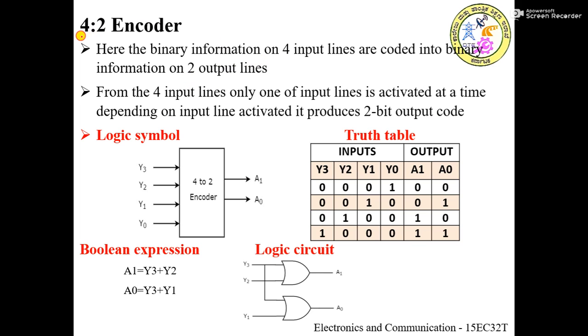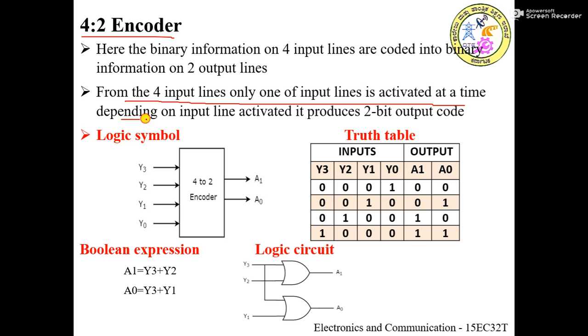A 4 is to 2 encoder will have 4 input lines and 2 output lines. The decoded information is received on the 4 input lines, and it is encoded and the result is produced on the 2 output lines. So out of 4 input lines, only one line will be activated at any time. Based on which input line is activated, a corresponding output pattern will be produced on the 2 output lines. The same thing is written here. So from the 4 input lines, only one input line is activated at any time.